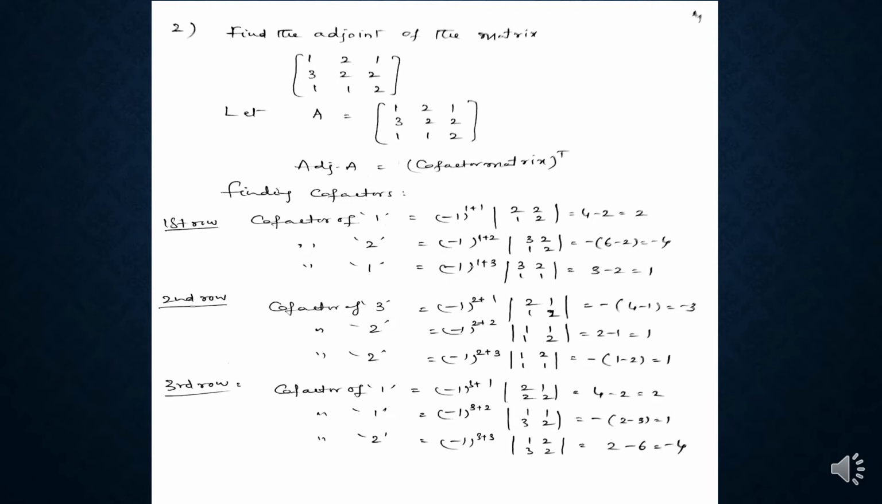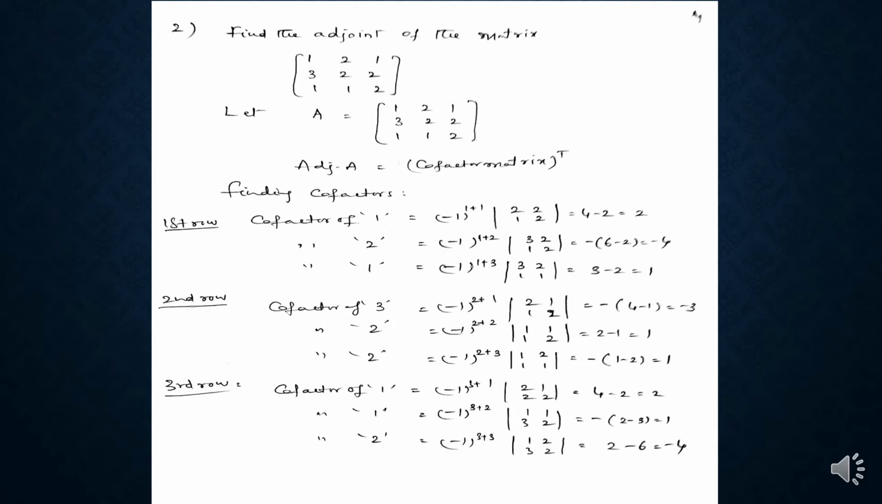So find the cofactors for the elements. First row elements are 1, 2, 1, second row elements are 3, 2, 2, third row elements are 1, 1, 2. Now take the first row elements. First element is 1. Cofactor of 1 is equal to minus 1 whole to the power of 1 plus 1 into, by deleting this column and row we will get [2 2; 1 2]. The determinant of [2 2; 1 2]. Minus 1 whole square means plus, plus into 4 minus 2, that is equal to 2.